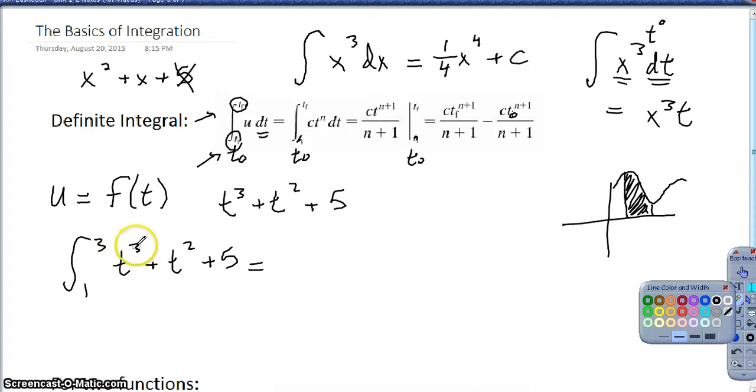So I would increase the power, and then divide by that new power. So 1/4 t to the 4th. I would increase this power to 3 and then divide by that, so plus 1/3 t to the 3rd. And then the 5 would gain a t, because I can think of this right now as t to the 0th power, which would increase to 1, and then I would divide by 1, but obviously that doesn't do anything to 5. And then I would throw in my plus c for good measure.